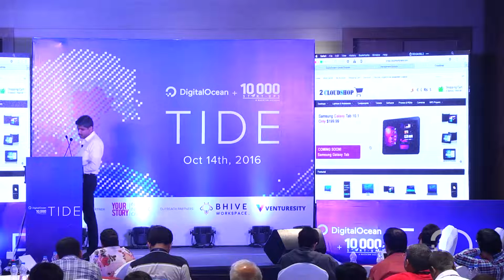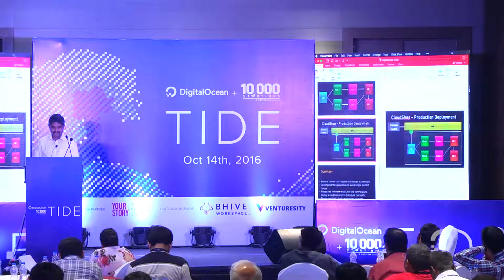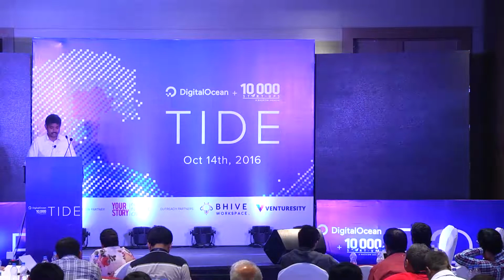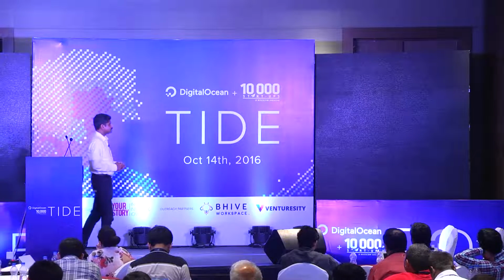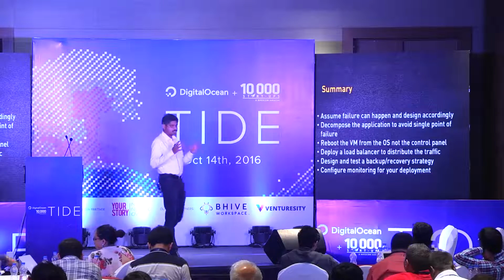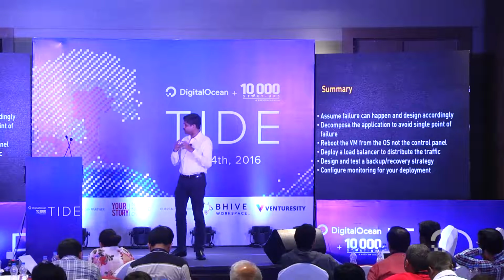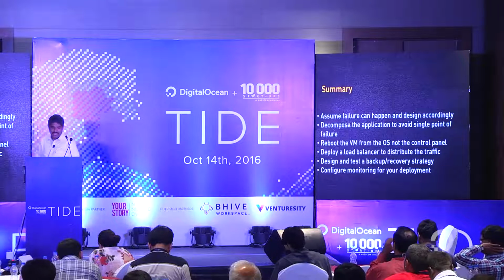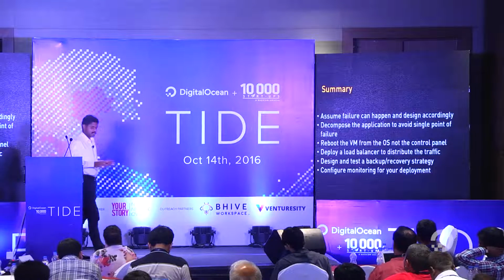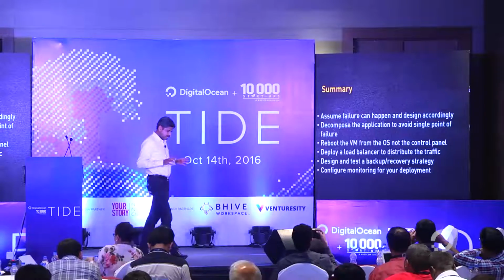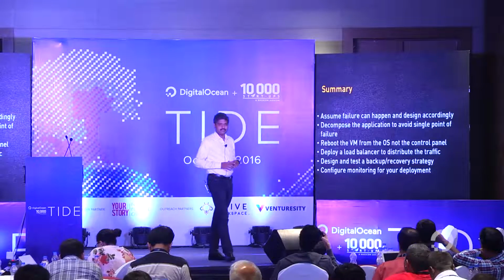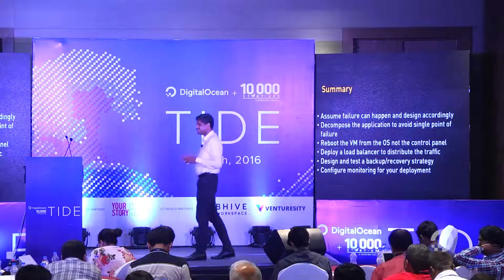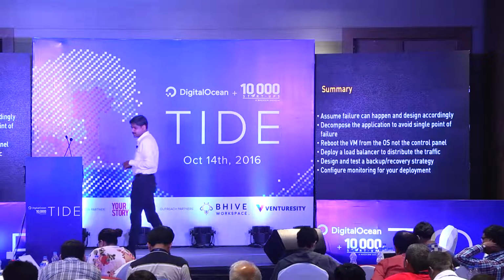Again, by no means is this the most comprehensive guide or a checklist or a standard operating procedure for running production workloads, but my whole idea was to give you the thumb rules and the baseline configuration without which you cannot even go live. So I want to summarize a few things. Assume failure can happen and design accordingly. When you are a cloud customer, you got to be pessimistic about the application. Always think, what happens if this fails?